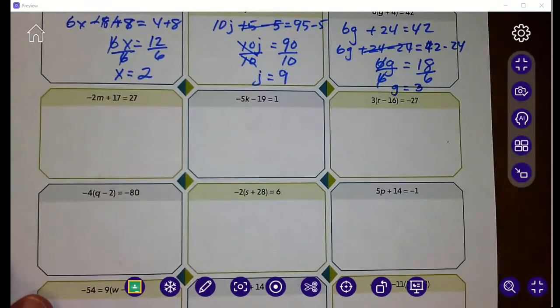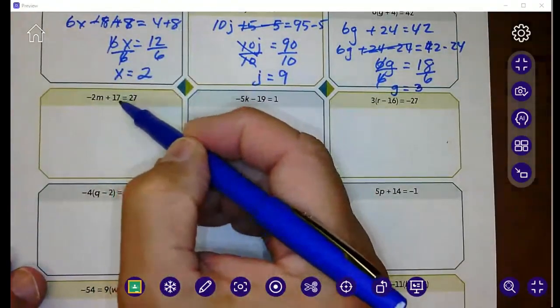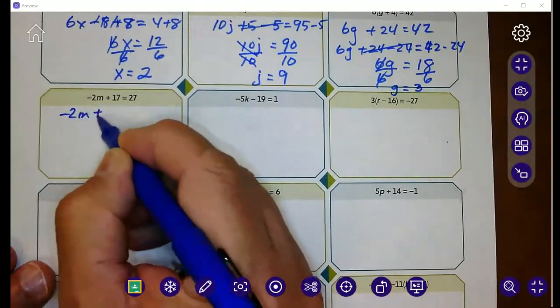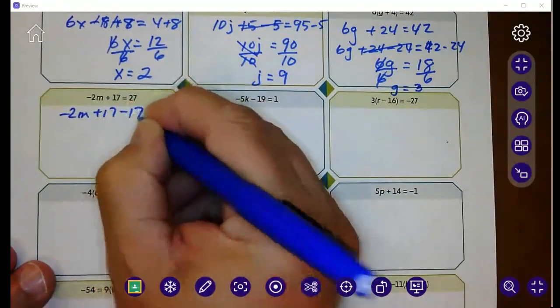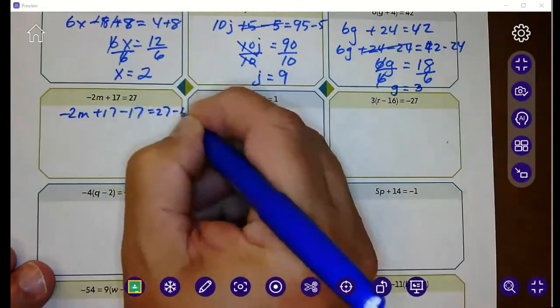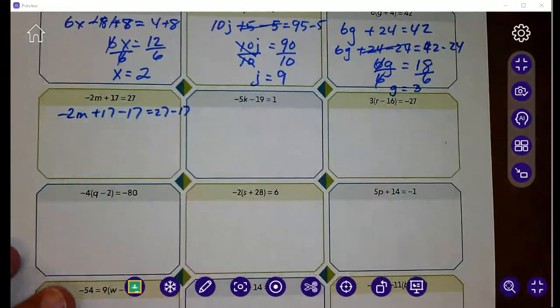Okay, Mr. Brown, but we need to look carefully. We are multiplying by negative 2. The negative 2 is being multiplied by the m. The 17 is being added. We get rid of addition or subtraction first. And so we have to get rid of this 17. So y'all are right. We need to take negative 2m plus 17 and subtract 17. And if I do that on that side, I have to do it on that side.